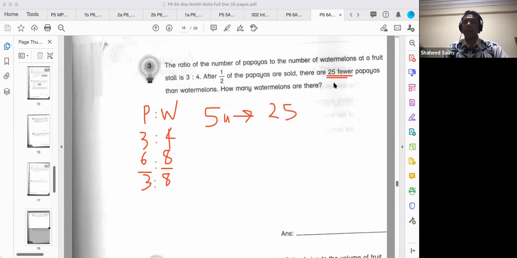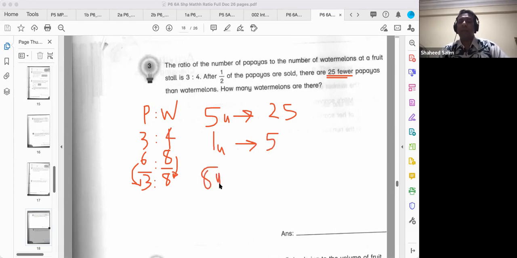You see? After half are sold, watermelon not sold. Now you find that there's 25 fewer. Means the difference is how many? 5 units. It's 25 papayas. 1 unit is 5 papayas. 25 divided by 5 is 5. How many watermelons are there? There's 8 units. 8 times 5, 40.